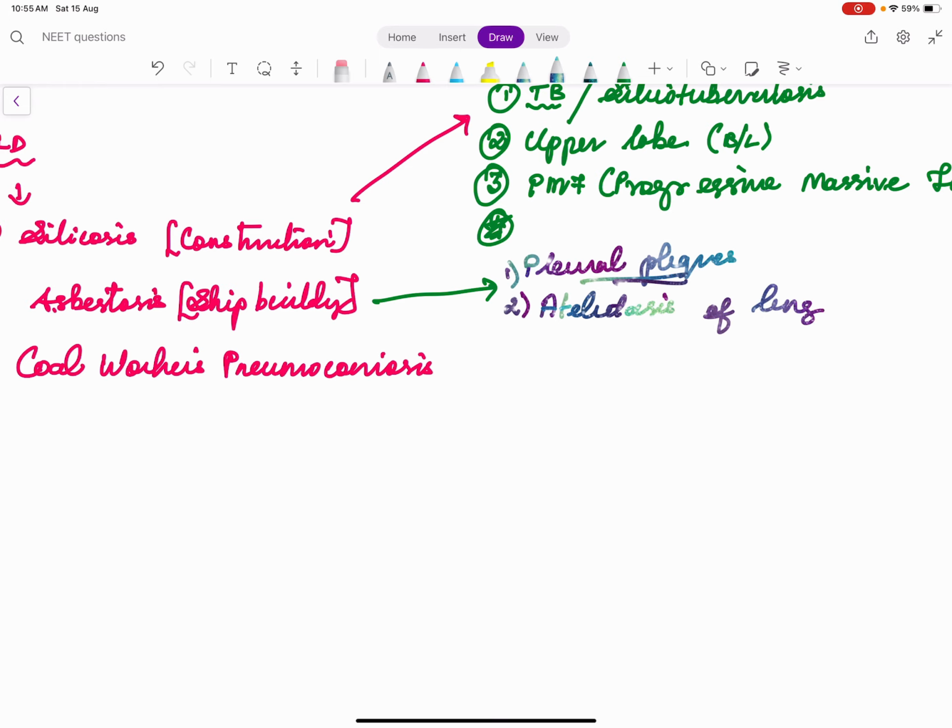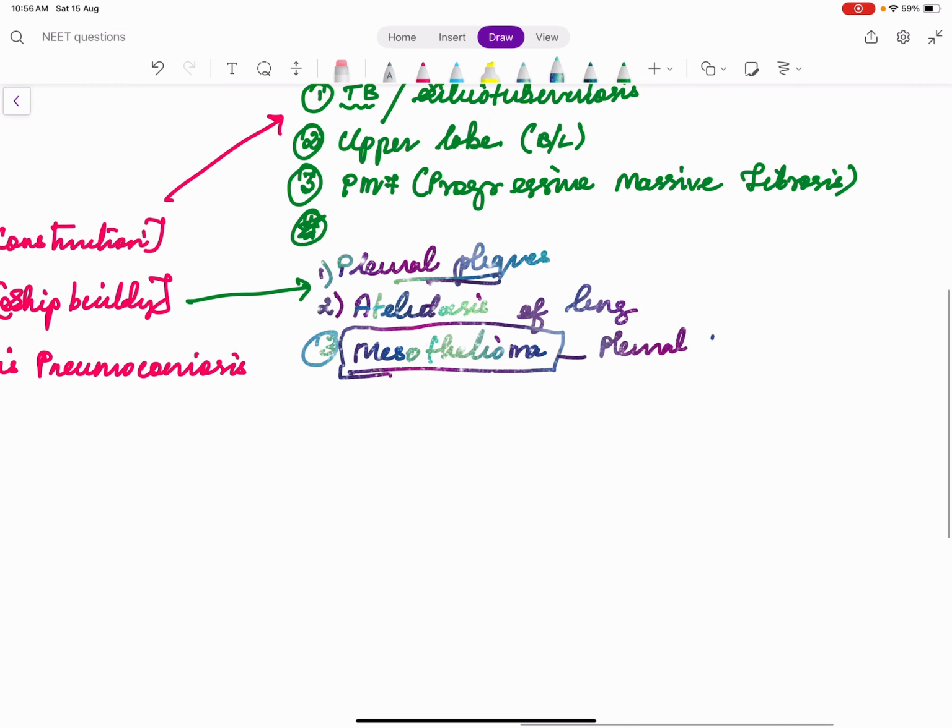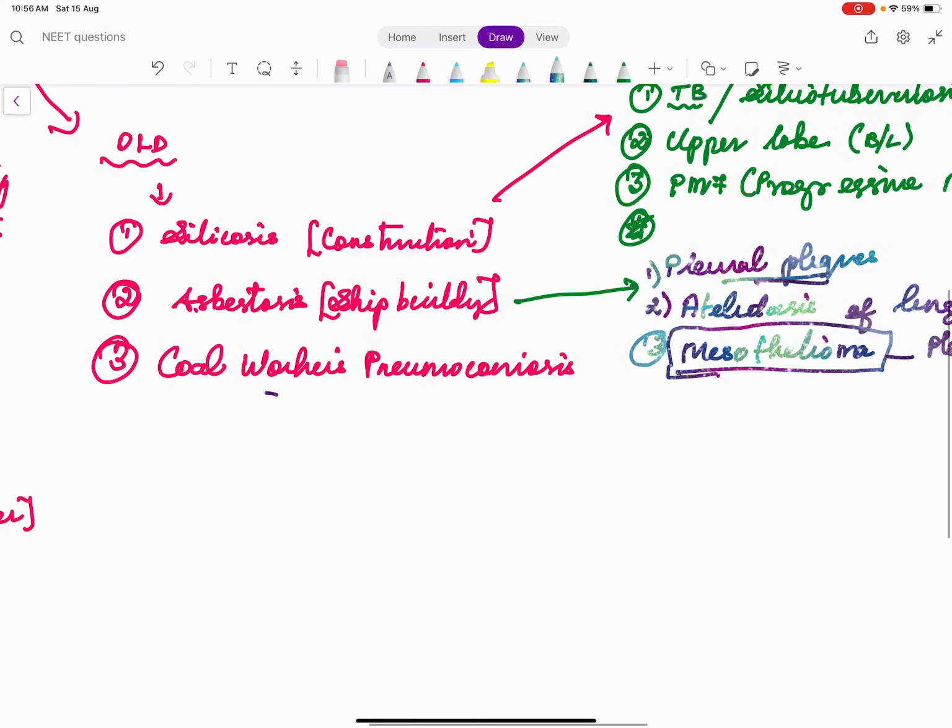When pleural plaques become chronic, with more than 10 years of exposure to asbestos, it leads to a typical tumor called mesothelioma. This is very specific. Mesothelioma is a pleural-based tumor, where the spindle cells of the pleura proliferate. So this mesothelioma is specific for asbestosis. What happens in coal workers pneumoconiosis? Again fibrosis, and when it becomes very severe we call it PMF, progressive massive fibrosis.